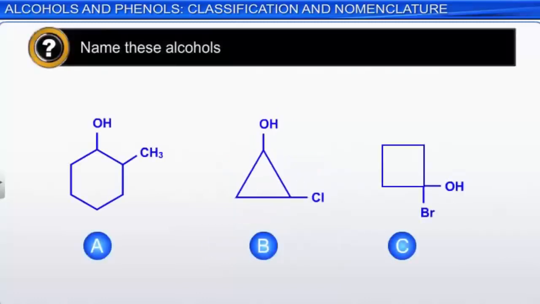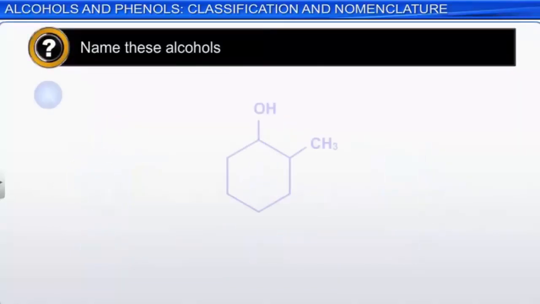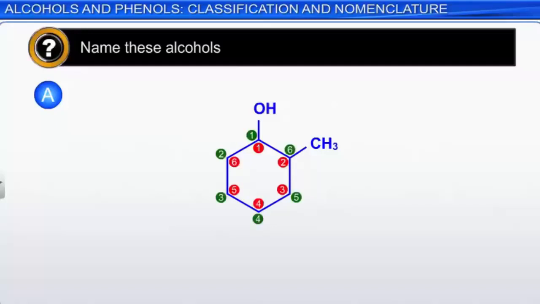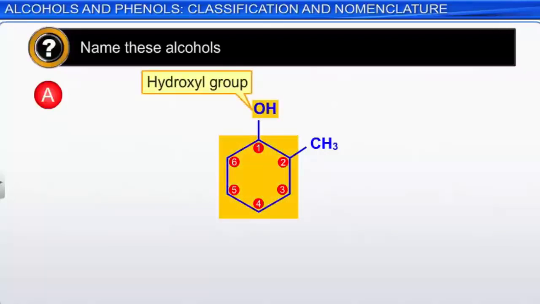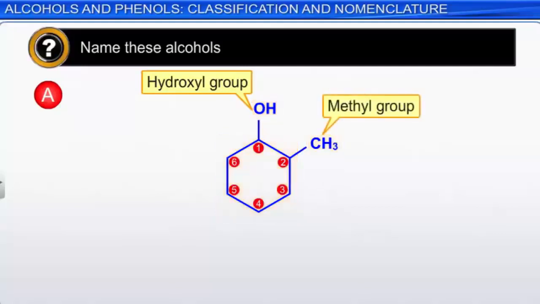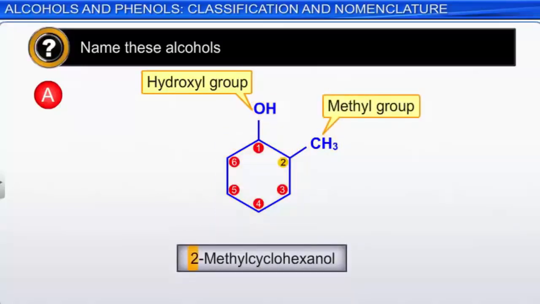Practice is essential to mastering organic nomenclature. Can you name these alcohols? Remember that the location of the hydroxyl group is considered to be carbon 1, so start counting there. If there is a choice of numbers, count to get the lower numbers for substituents. So, molecule A contains a 6-member carbon ring with a hydroxyl group and a methyl group. Molecule A is a 2-methyl cyclohexanol, not 6-methyl cyclohexanol.